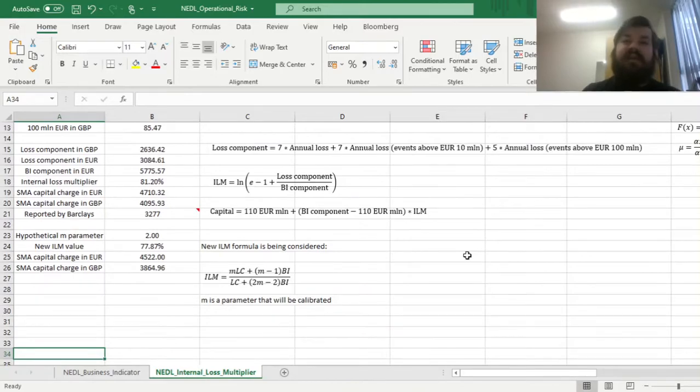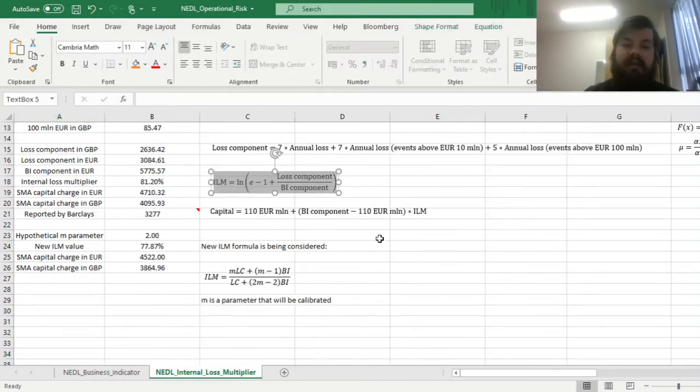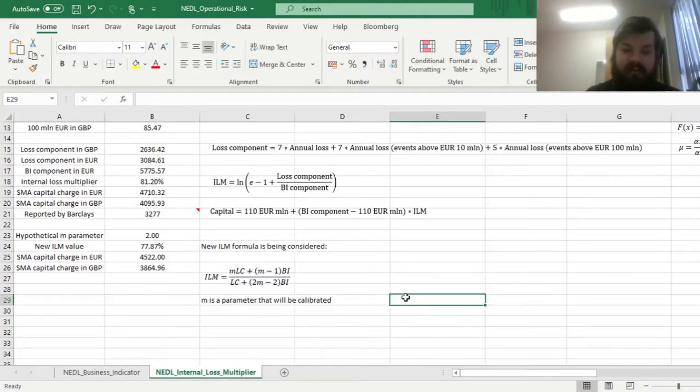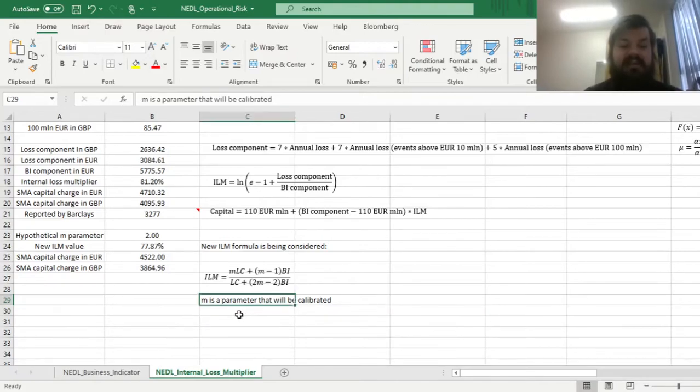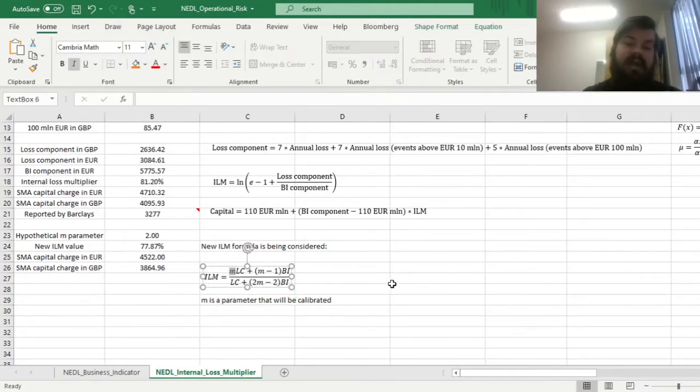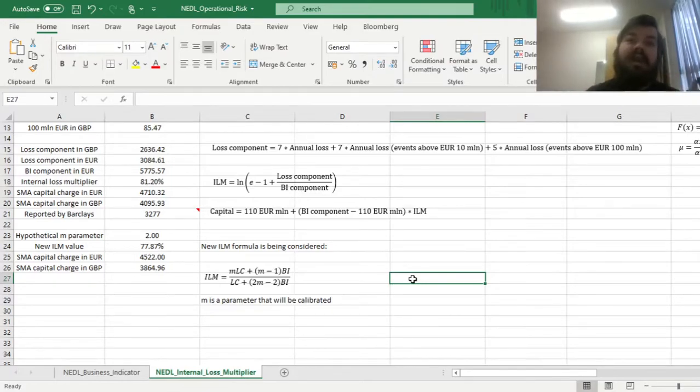However, there are also some developments that are proposed to the business indicator and internal loss multiplier approach that would change the formula from this weird formula with a natural logarithm to this much cleaner formula that uses a ratio. However, this formula includes a parameter m that Basel hasn't yet calibrated, and they are currently calibrating the value of this parameter to arrive at the best structure of operational risk capital charges to make them more consistent across banks and fairer to various systemically important financial institutions from various buckets, so of various sizes.